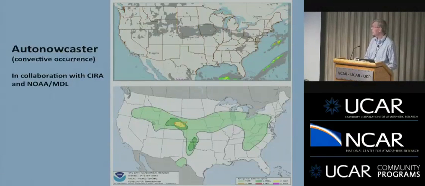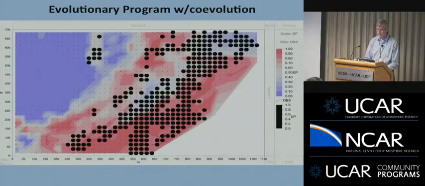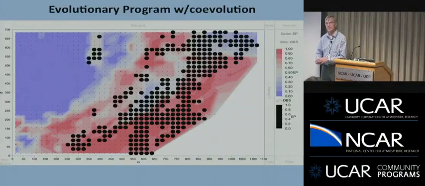So I mentioned I'm looking at the auto nowcaster convective occurrence. I'm doing this in collaboration with folks at CIRA through NOAA MDL. And this is one example forecast. These are issued every 5 or 6 minutes, and this is 1 hour ahead lead time. Every 5 or 6 minutes it issues a forecast of convective occurrence. And the black circles here, this again is a geographic domain. I just didn't put the geography underneath it.